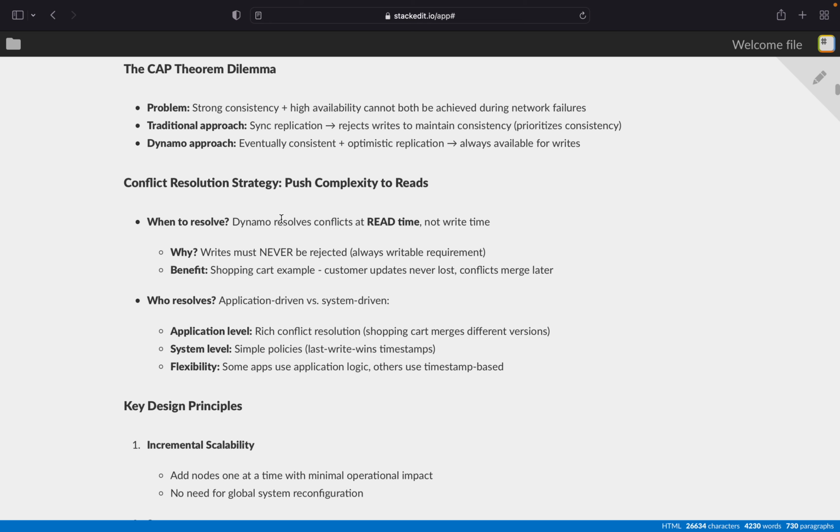So that's why the traditional approach of synchronous replica synchronization was not valid in Amazon's case. What Dynamo went with was an eventually consistent system with optimistic replication, and always available for writes.